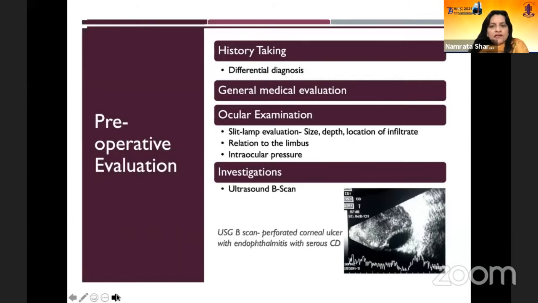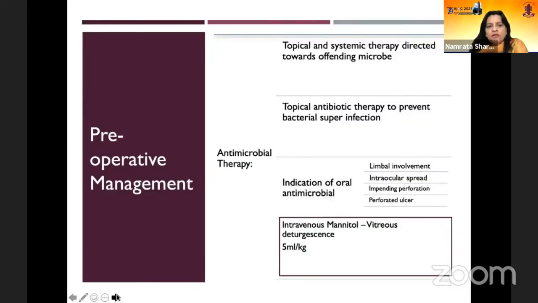It is important to do a good general medical evaluation, because most of these cases, if they are perforation or impending perforation, may be required to be done under general anesthesia. Preoperatively, whatever the etiology of the microbial keratitis, one has to give the antimicrobial. So topical and systemic therapy will be directed towards the offending microbe. Then topical antibiotic therapy may be given to prevent the bacterial superinfection. And indication of the oral antimicrobials is if there is any limbal involvement, if there's an intraocular spread, impending perforation or perforated corneal ulcers.